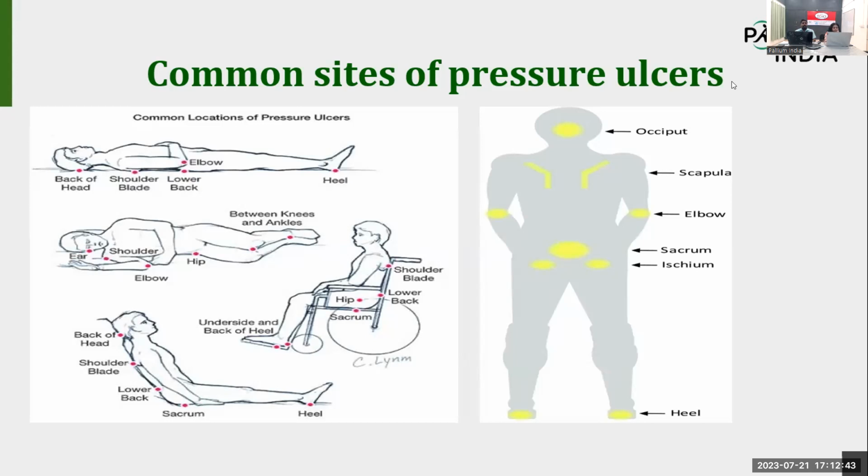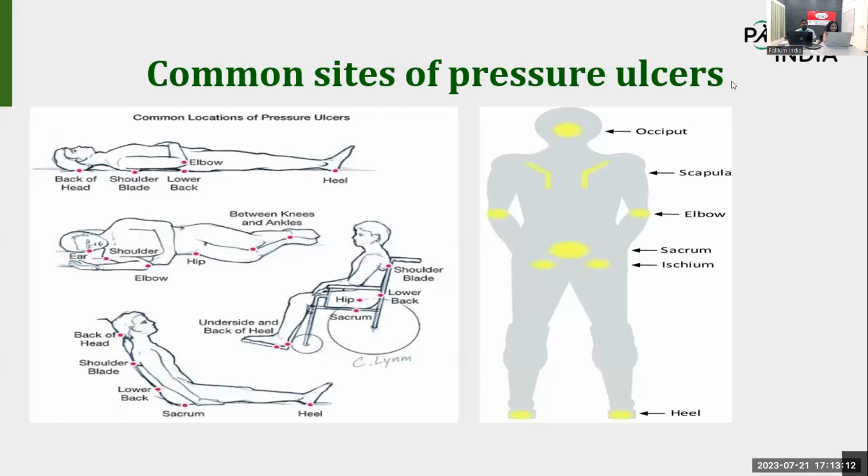In lateral position, meaning right or left lateral, on the concerned side: ear, then shoulder region, the lateral aspect of the elbow joint, then hip, and in between the knee and the ankle joint. So these are all the common areas with a chance for pressure ulcer development. Then in semi-forward position also, the same: back of head, shoulder blade, lower back, sacrum, and the heel.